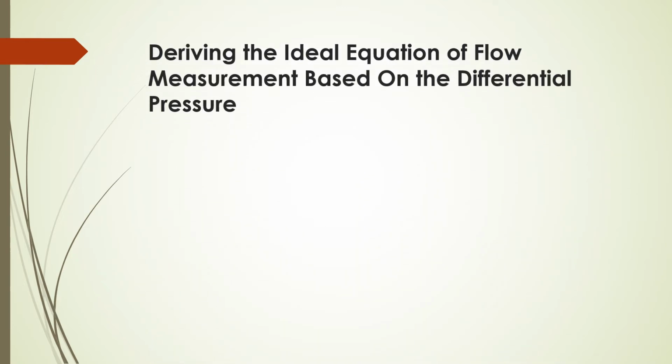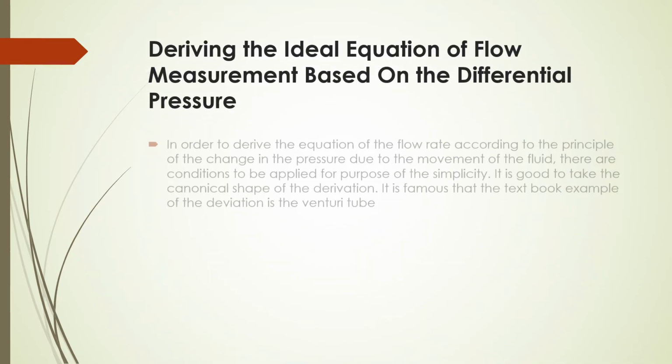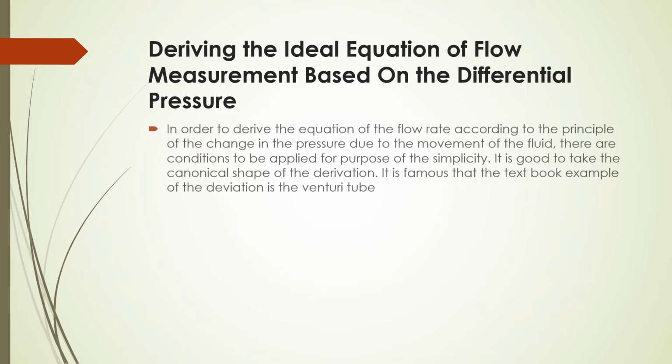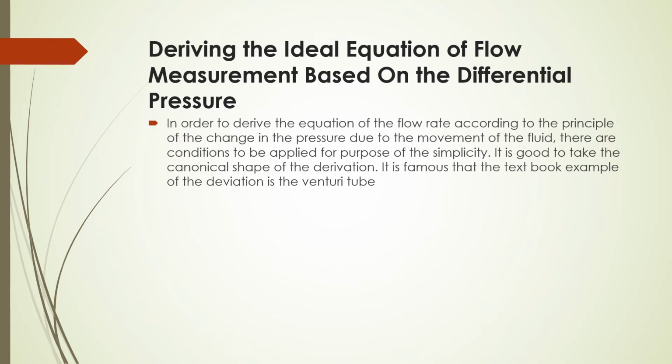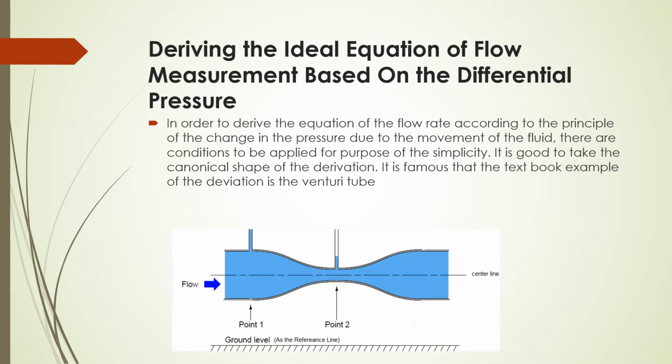Okay guys, in order to derive the equation of the flow rate according to the principle of the change in the pressure due to the movement of the fluid, there are conditions to be applied for this purpose to make it simple. We will discuss those conditions in the next slide, but it is a good idea to take the conical shape for the derivation. It is usually used in the books, the Venturi tube, for the derivation.